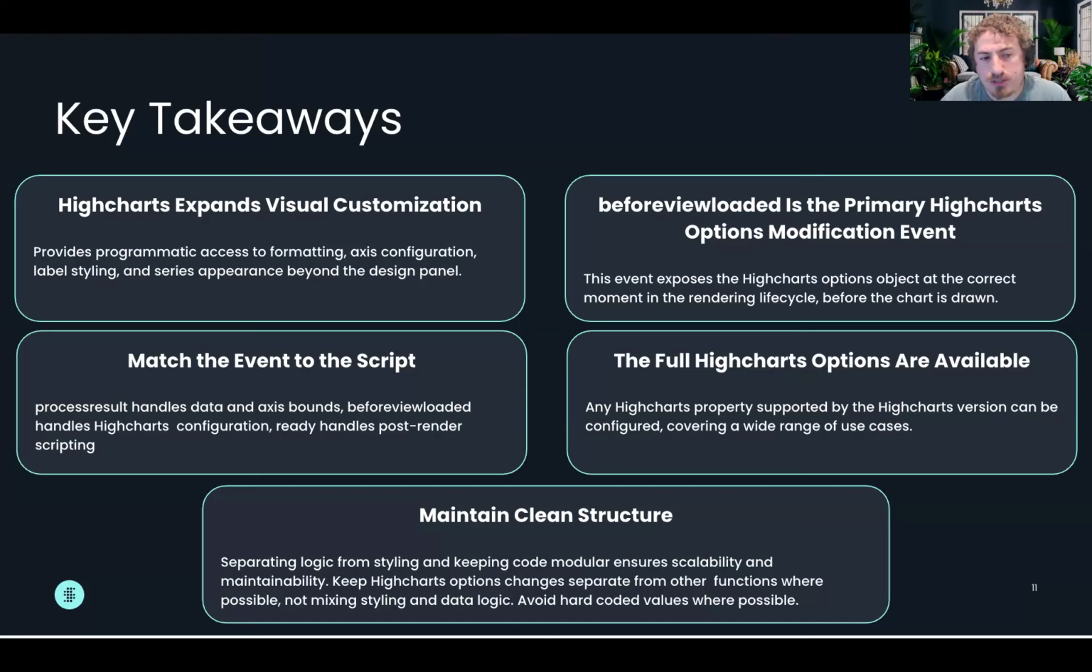Match the event to a script. Process result handles data and axis bounds. Before view loaded handles HighCharts configuration. Ready handles post-render scripting. As we saw, you can often use different events to get the same end result. But for certain types of scripts, one event makes the most sense. For example, for anything related to data or modifying data, process result is usually the correct event.